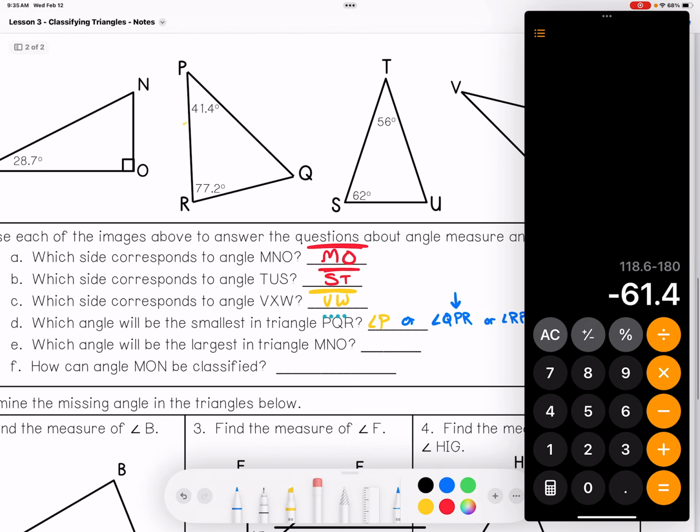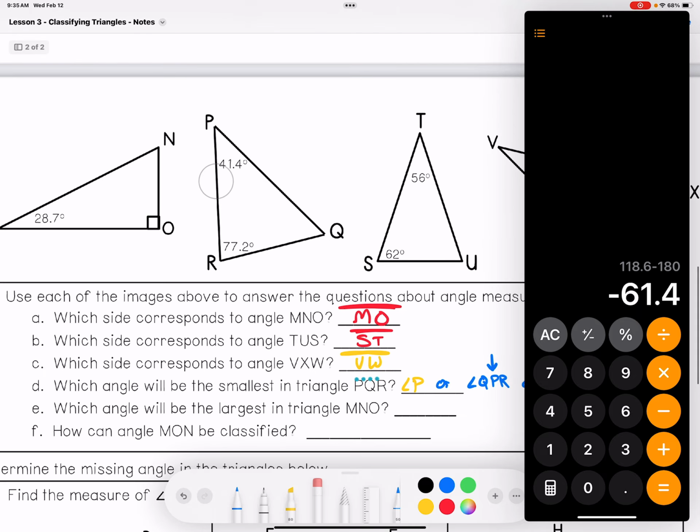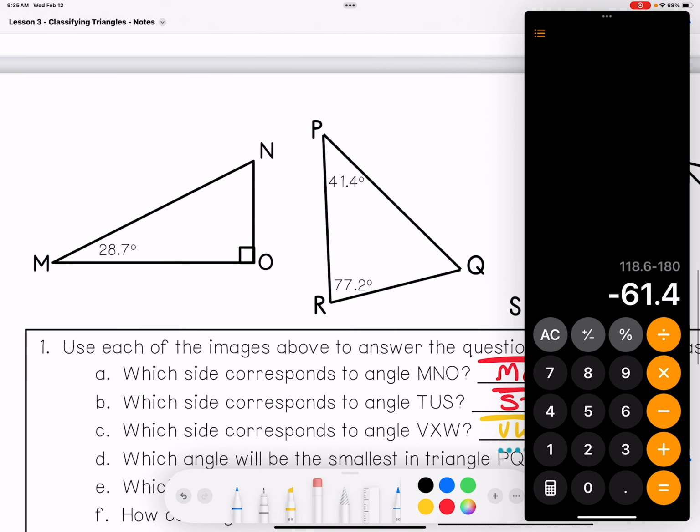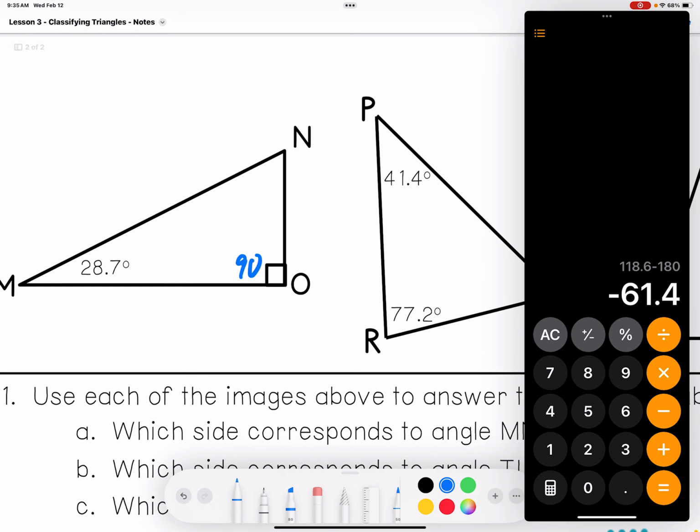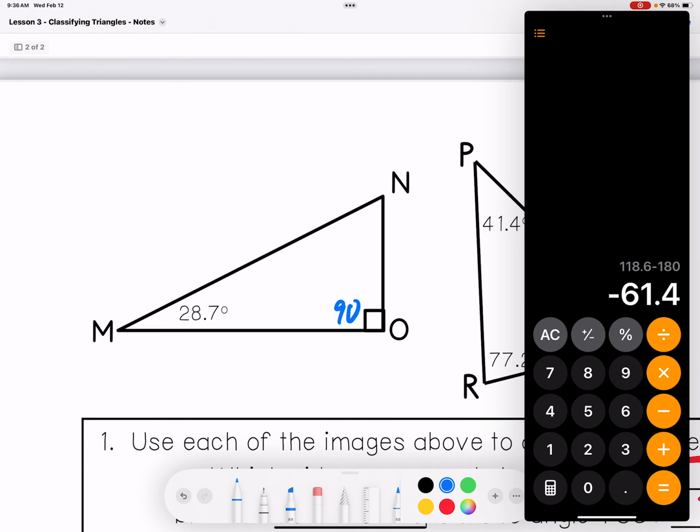Which is the largest angle in MNO? So let's go over here to MNO and figure out what each one of those is. I know this is 90. How do I know that the O angle is 90? Because there's a right angle there. So how would I figure out what N is? Well, add these other two.